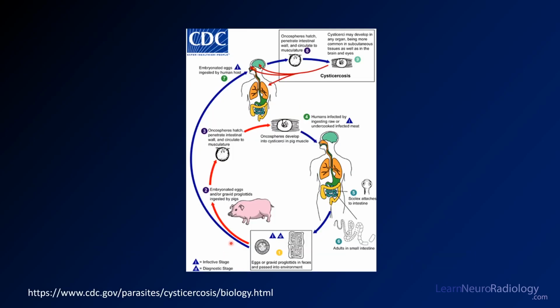Here you see a graphic from the CDC, which is showing the evolution of this life cycle. So you can get the oncospheres in the pig muscle. It's ingested by humans. And then the ova get excreted in the stool. And if that's eaten, then it can develop in the brain and eyes.